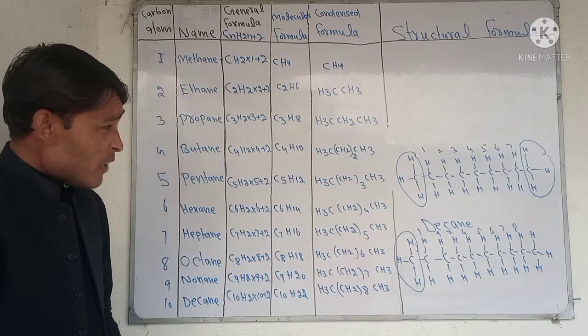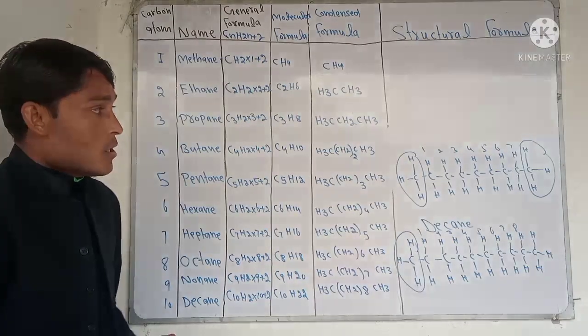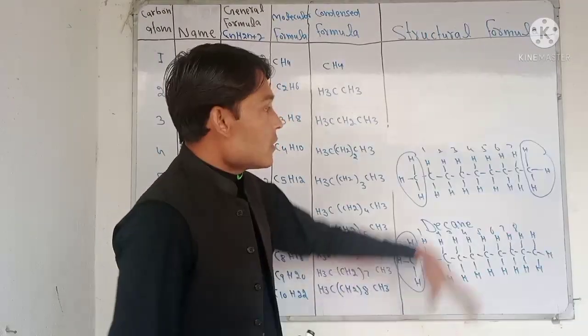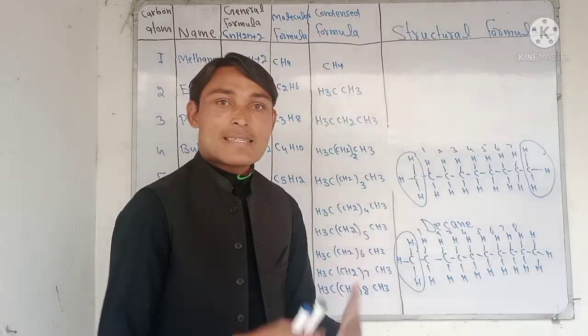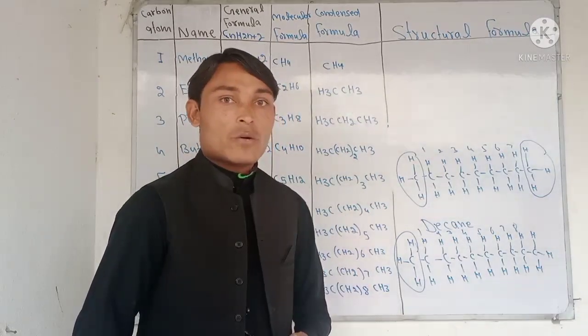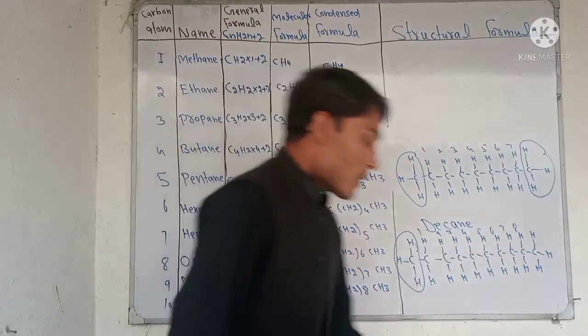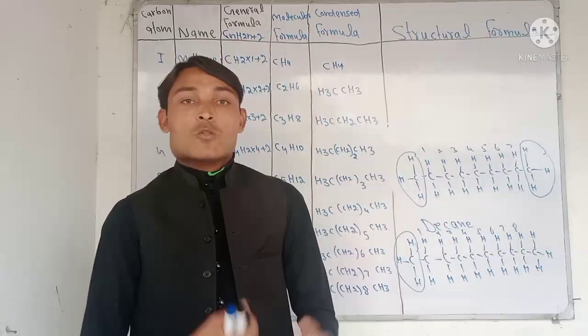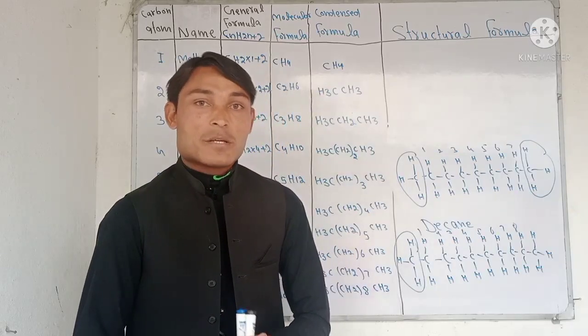So if we see, basically all these hydrocarbons, especially alkanes, make a series, and this series we call the homologous series. So that's the end of this video, and in the next video we will discuss the next lecture, which is the most important lecture, about the nomenclature of organic chemistry. That's the end of the video.